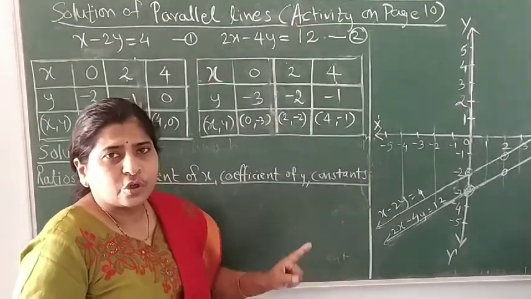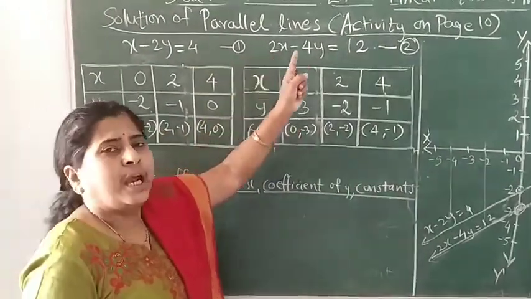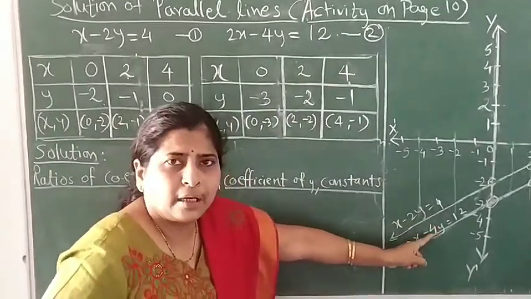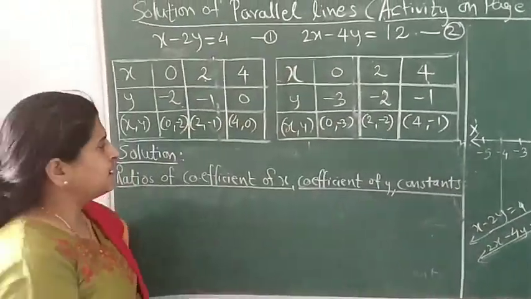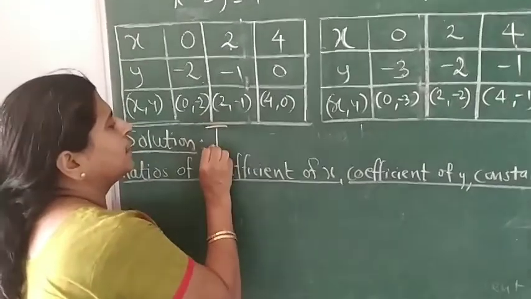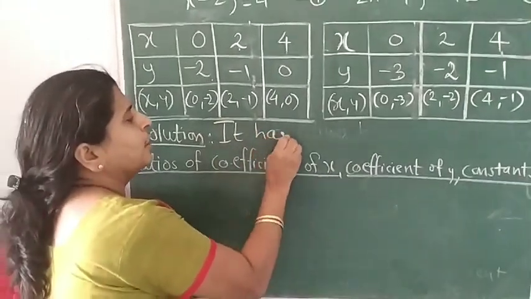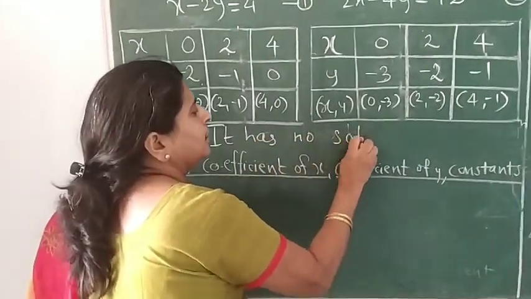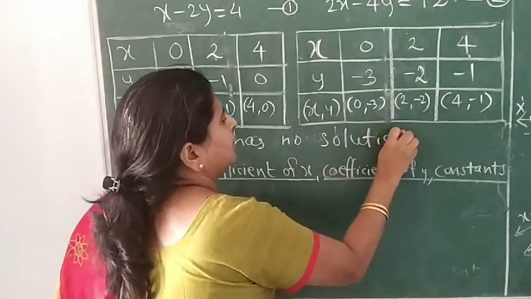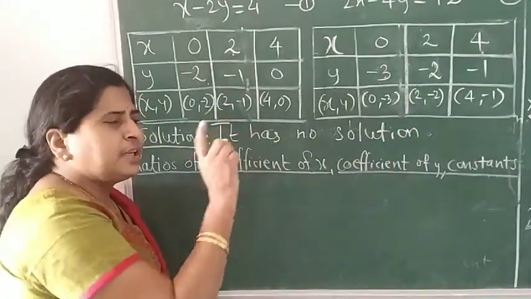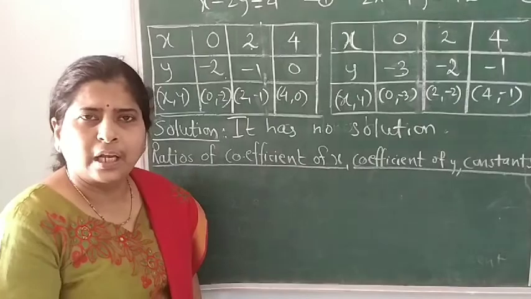So, if we have to solve such equations graphically and if we find the two lines are parallel, what is its solution? It has no solution. Now, this we have found by solving graphically.